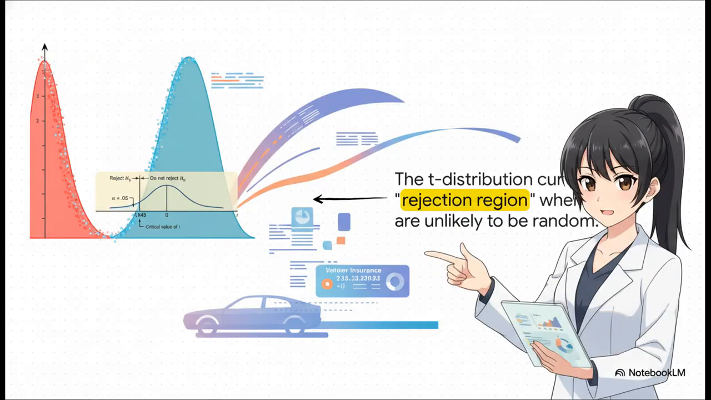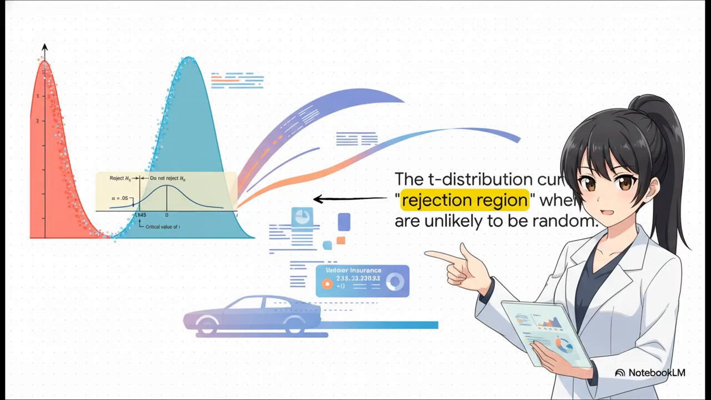So statisticians have this cool tool. This curve basically shows you what random looks like. See that big hump in the middle? That's where most random coincidental results would fall. But if our result is so extreme that it lands way out in the tails, in this area they call the rejection region, then that's a huge sign that what we found is the real deal.